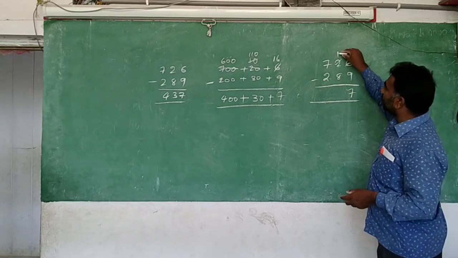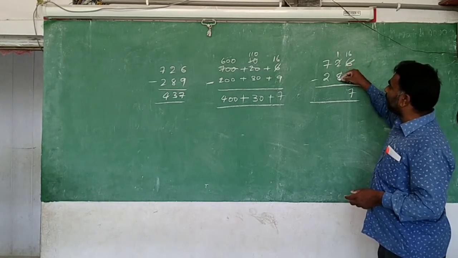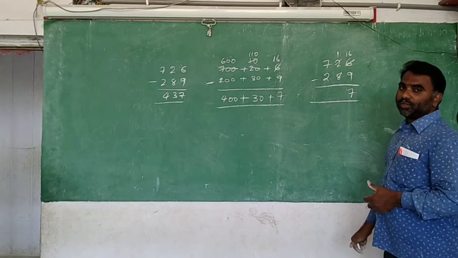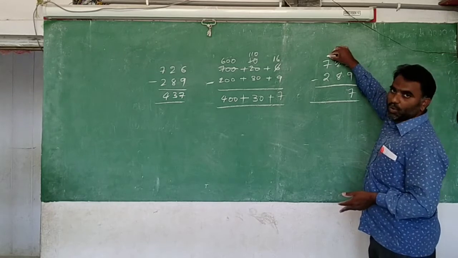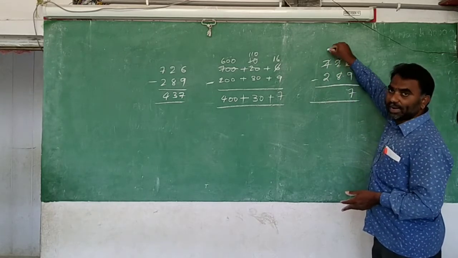Now here 1 is there. We have to subtract 8 from 1. It is also not possible. From 1 you can't subtract the 8. So what will we do again? From the before number we will take the borrow. So we take the borrow, only 1, which means 100 you will take here.